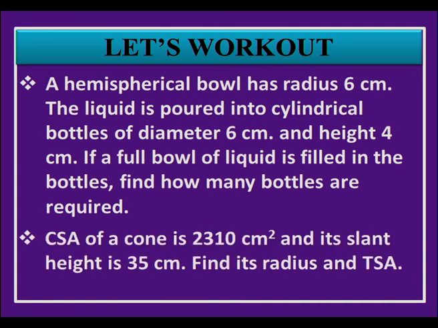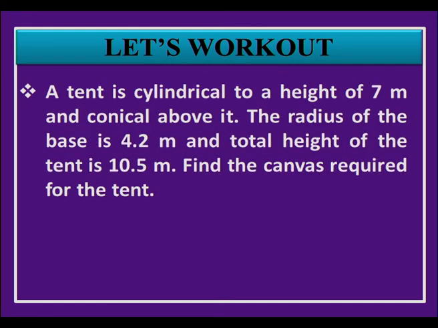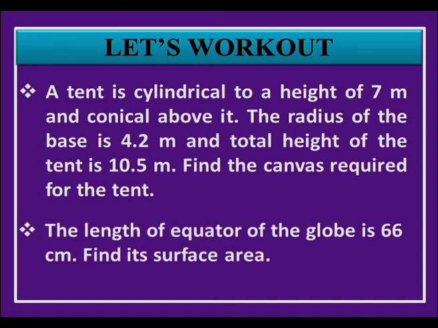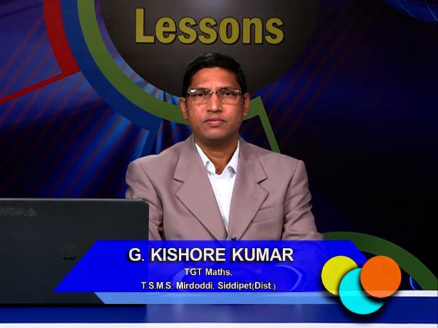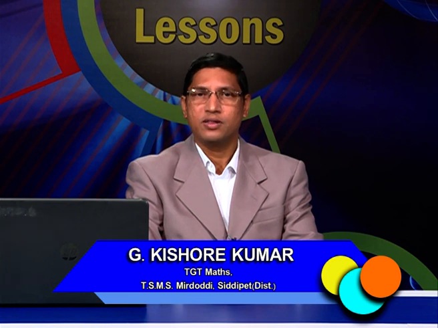CSA of a cone is 2310 centimeters square and its slant height is 35 centimeters. Find its radius and TSA. The tent is cylindrical to a height of 7 meters and conical above it. The radius of the base is 4.2 meters and total height of the tent is 10.5 meters. Find the canvas required for the tent. The length of the equator of the globe is 66 centimeters. Find its surface area. So, children, with this we have come to the end of our session.